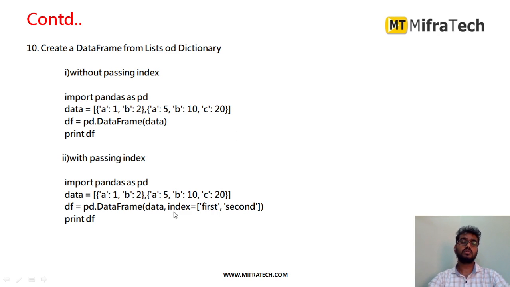We can also do indexing for this data. So pd.DataFrame, the first parameter will be that data. For the index we can give first, second. If we print, in the first column we will get first and second, then in the further columns we are going to get the key value pairs. So this is how we create a data frame from a list which contains dictionaries inside of it.